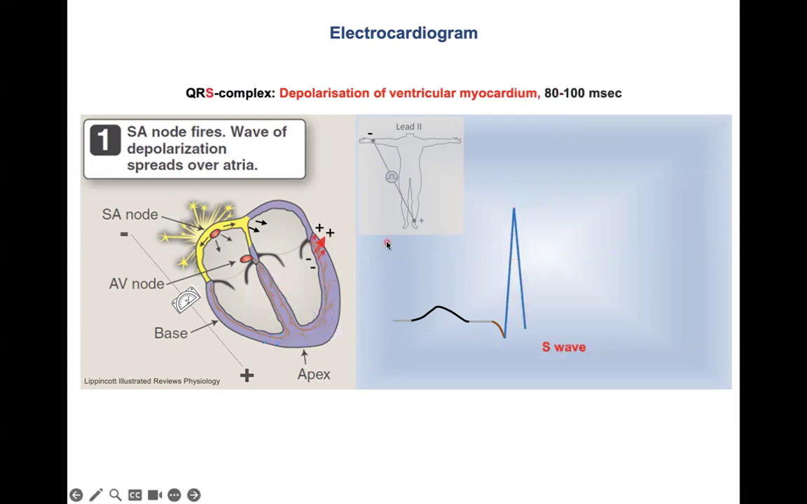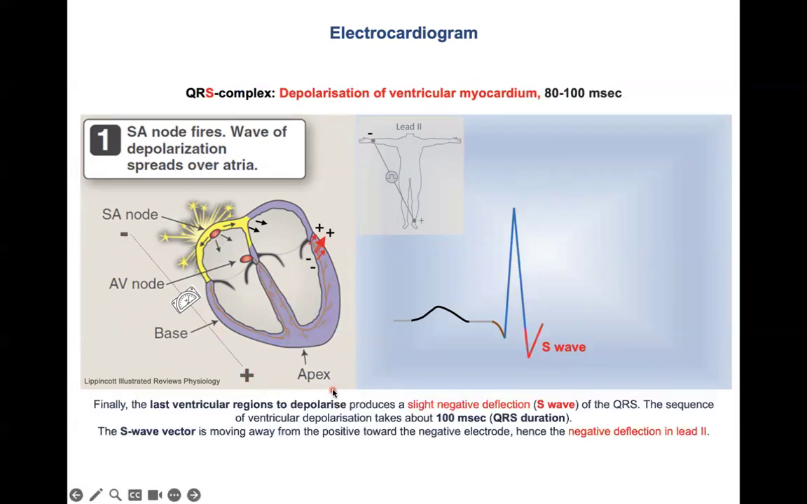Then we have the last regions of the ventricles to depolarize, from here to here. And the depolarization wave is indicated by this red vector. We can see by the red arrow, it's going from this direction to this direction, basically from the plus electrode to the minus electrode. This means depolarization wave from positive electrode to negative electrode, negative deflection. This is the S wave, a small deflection because we have here very few cells compared to the mass which we have right here on the left ventricle.